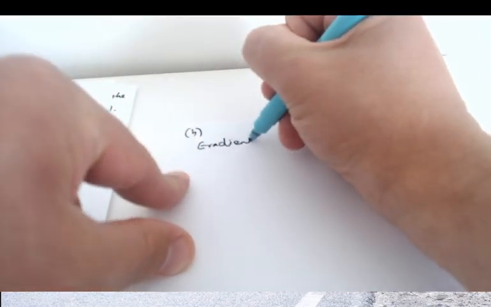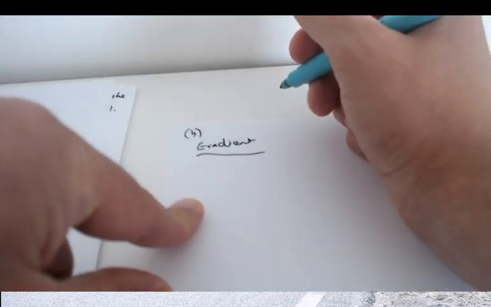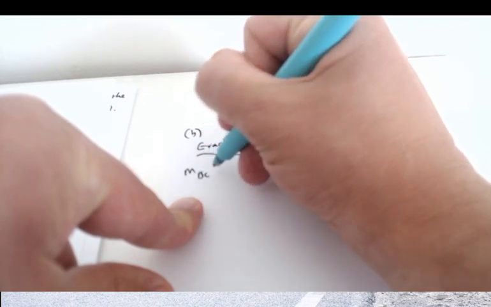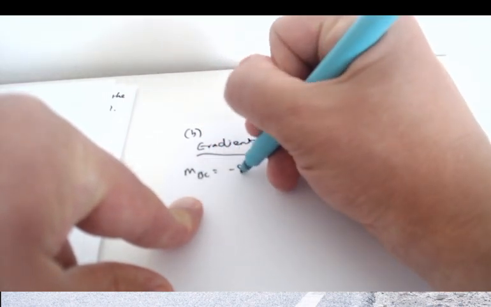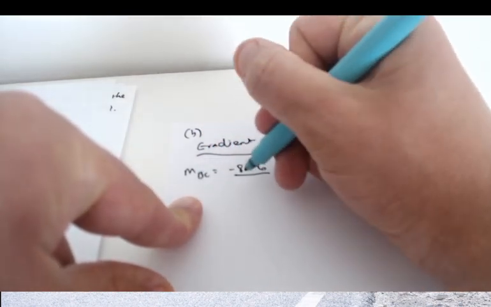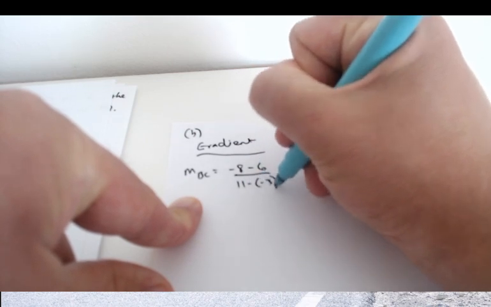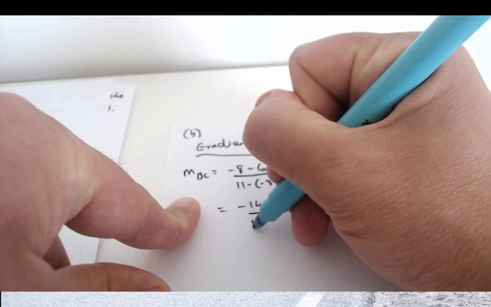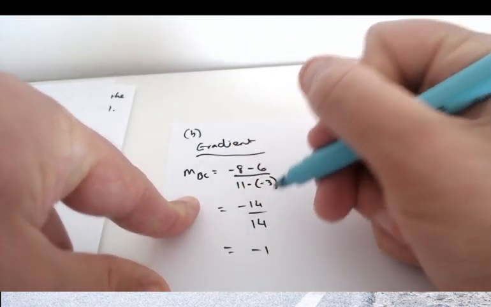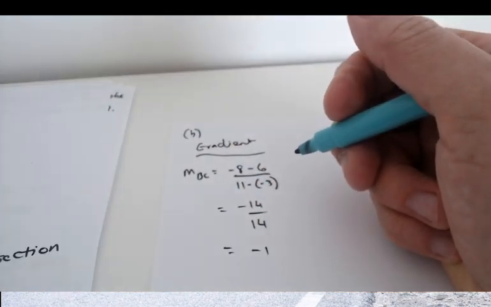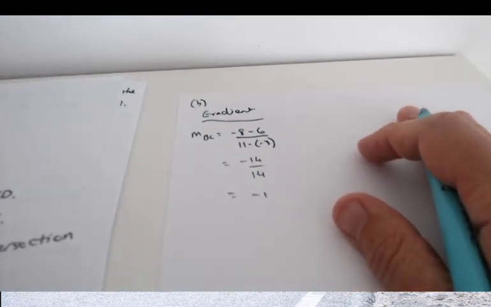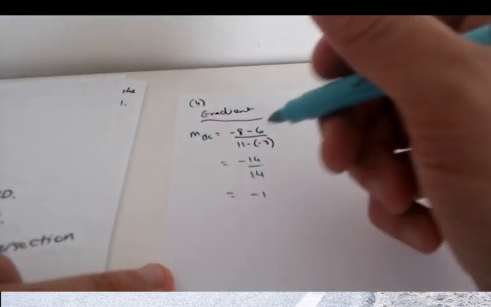So for my gradient, we're going to get the gradient of the opposite side, so it's going to be the gradient of BC, which will be minus 8 take away 6 over 11 take away minus 3. That's going to give me minus 14 over positive 14, which would simplify to be minus 1. So that's the gradient of the opposite side. That is not the gradient of the side that we want. We need the perpendicular gradient.